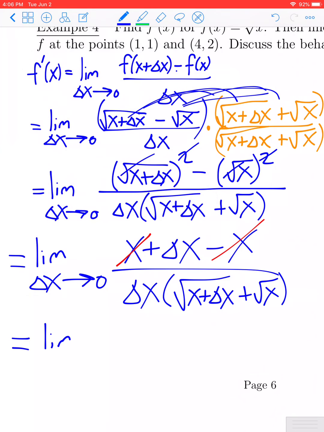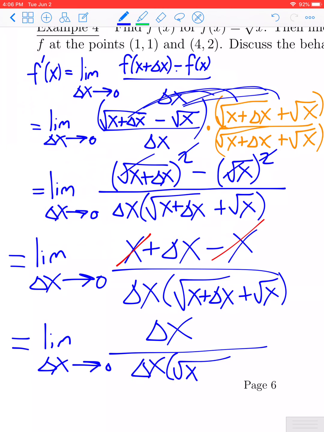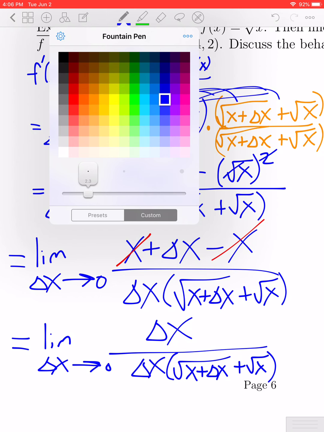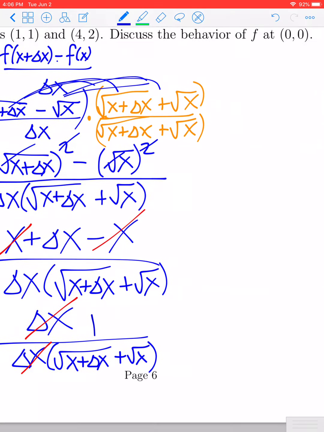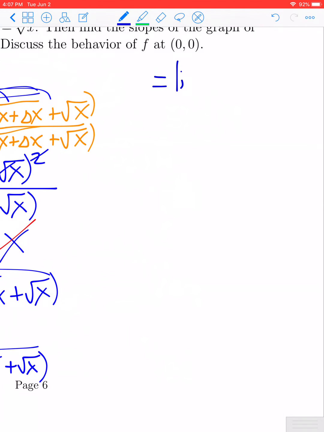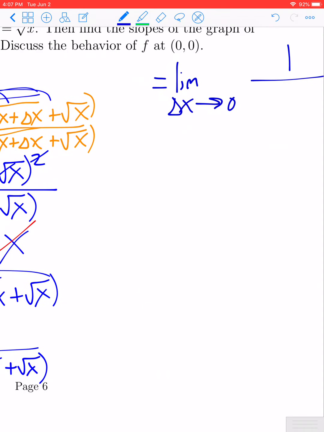This is equal to the limit as delta x approaches 0. We now have delta x all divided by delta x times the square root of x plus delta x plus the square root of x. And now the delta x's cancel. So this cancels with this, and we're going to have a 1 up top. So this is equal to the limit as delta x approaches 0 of 1 divided by the square root of x plus delta x plus the square root of x. This is the step that follows directly after our delta x canceled.